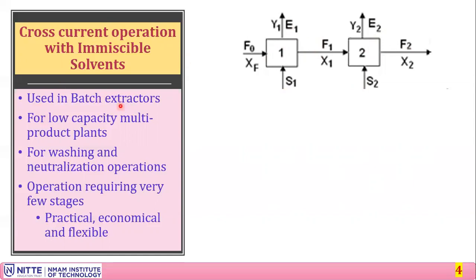Now usually this is used as a batch extractor, and for low capacity we usually use it for washing and neutralization purposes, where the concentration of some solute in the feed should be reduced. Our interest is not this product, or this product, what we get as extract. This is not our interest. Our interest is to remove the impurities from this particular feed solution, so that X2 is very low. That's our main target. So in such situations we usually use cross current operations, because the solvent quantity required will be very high in this case.